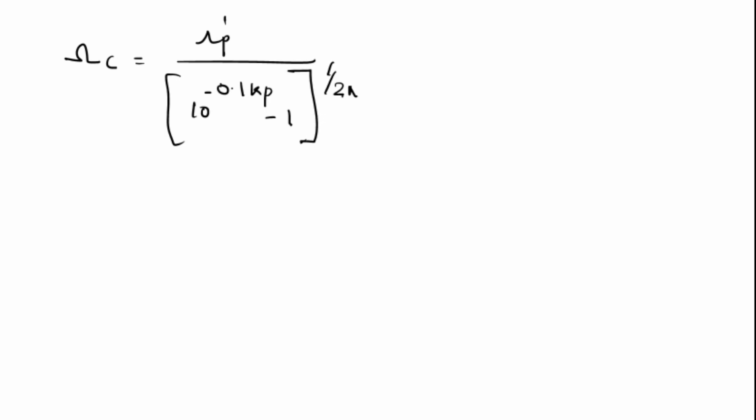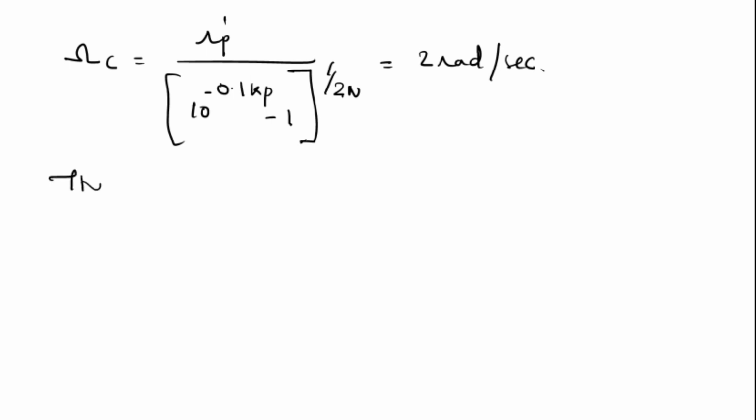Then Ω_c is equal to Ω_p' divided by (10^(-0.1 Kp) - 1) whole to the power 1 by 2N, which is equal to 2 radians per second.